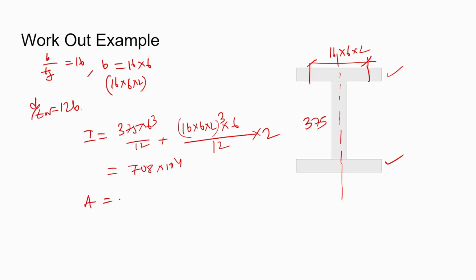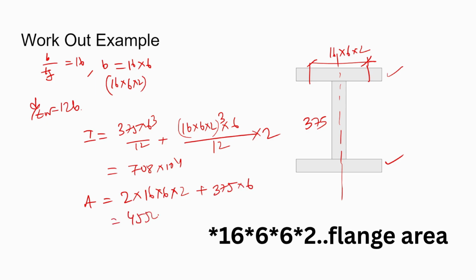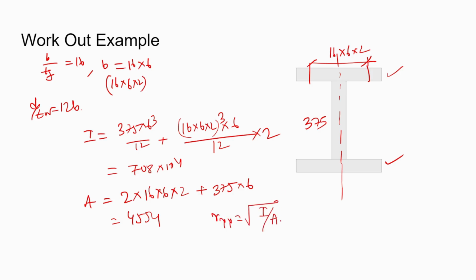What is the effective area? Two flange areas, 16 into 6 into 2, right, and complete web depth, so 4554. So to get RYY, what do we have to do? I by A, and you will get 39, right? And what is the L by R now? So 3500 by 39. So it is approximately coming as 90.